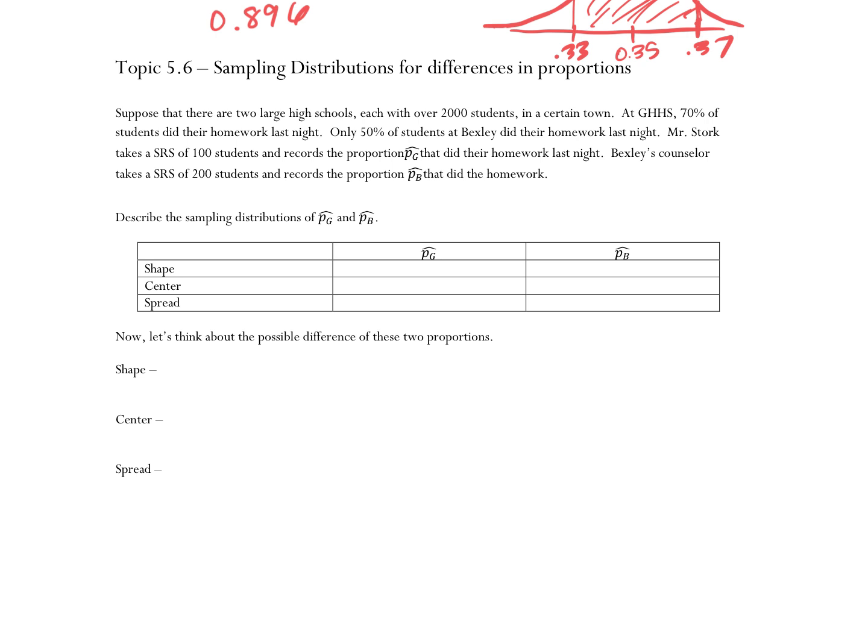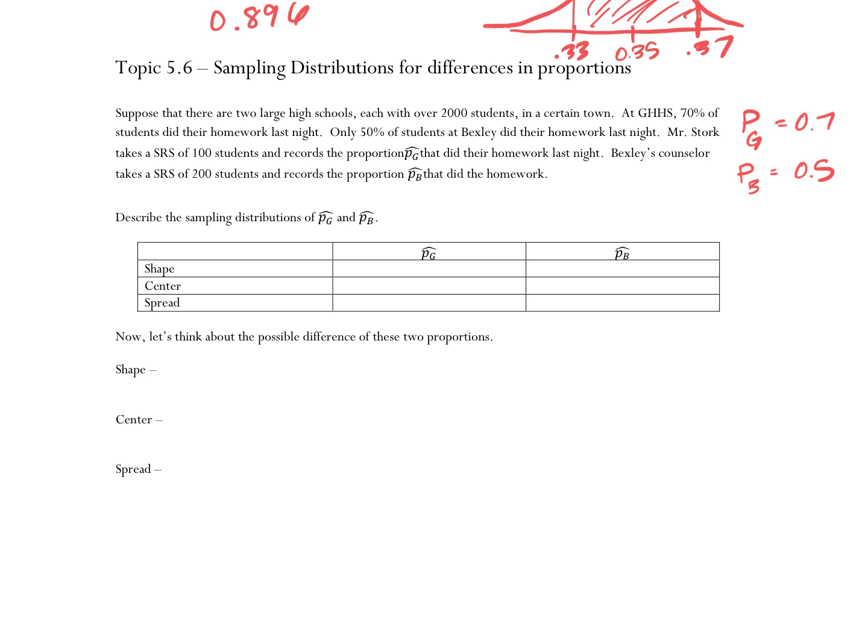Is that a P or a P hat? It is a P. And what we're going to do is use these little subscripts to help us keep track of what's Grandview versus what is Bexley. Okay, so we're going to say that the P for Grandview is 0.7, and that the P for Bexley, as we keep reading, is 50%. We're going to call that 0.5.